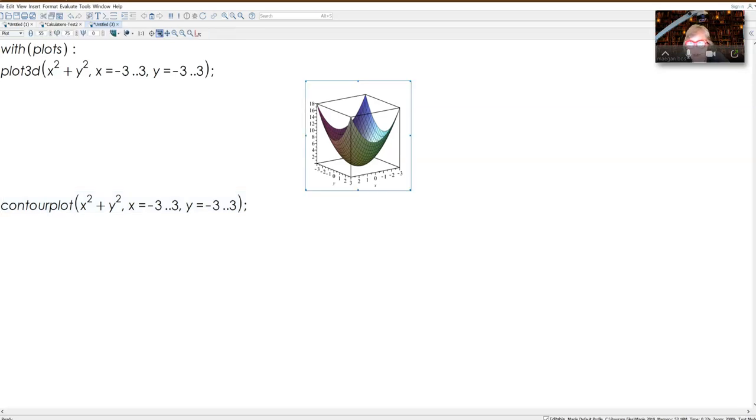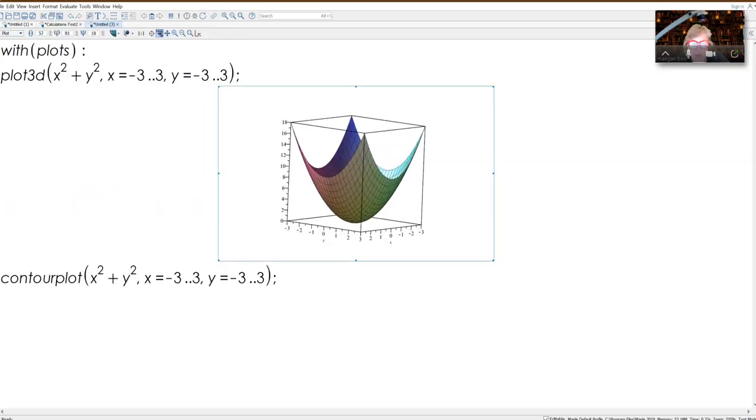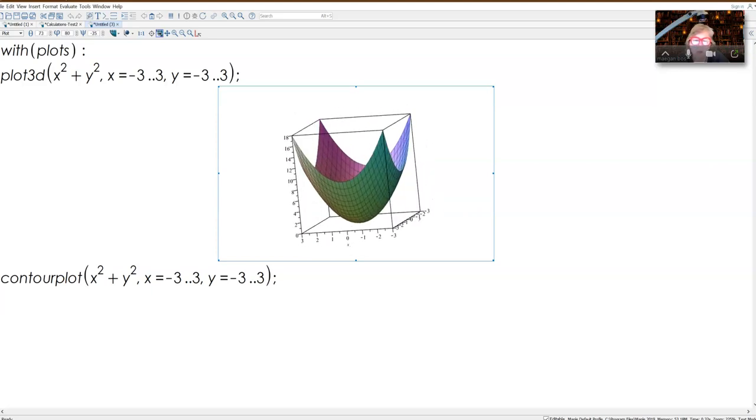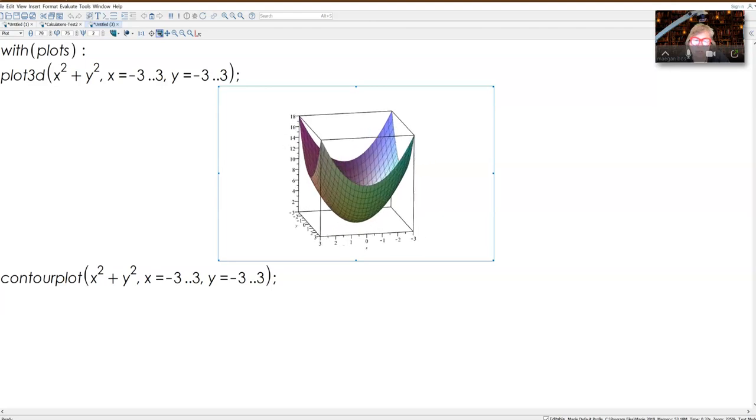Let's make it a little bit bigger. This looks like, I don't know, a little parachute. Looks like a full diaper. You can tell I'm a mom. So yeah, that's what it looks like.